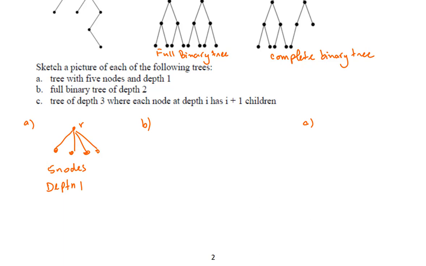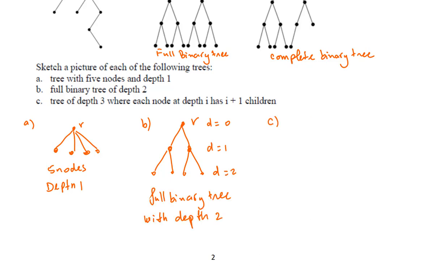For B, we need a full binary tree of depth 2. Full binary tree, just like this one in the middle, but we want the depth to be 2. Here is depth 1, and since it is binary, every internal node will have 2 children, including the root. So this is a full binary tree with depth 2. Here is depth 0, here is depth 1, and this is depth 2.